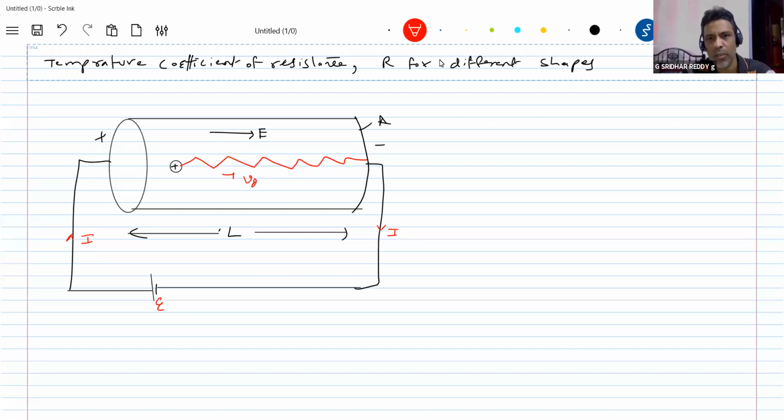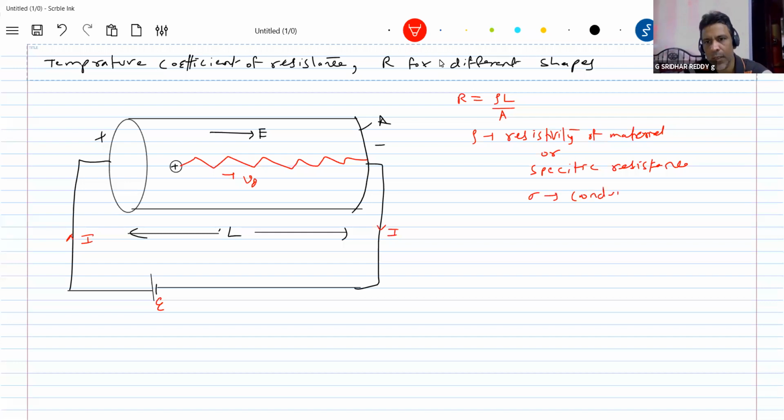From Ohm's law, what we wrote, resistance R equals rho L by A. And what is rho? Rho is called the resistivity of the material, or it is also called specific resistance. It will be different for different materials. Resistance of two materials can be the same, but the specific resistance, or the resistivity, must be different. The reciprocal of resistivity we call conductivity. So you do come across all these words, so just become familiar once again.